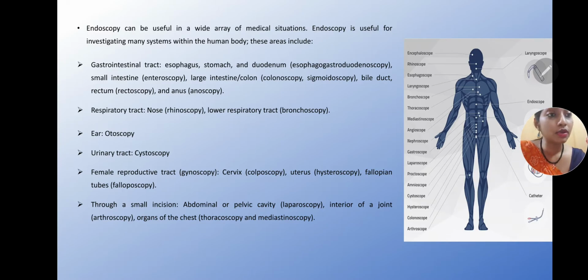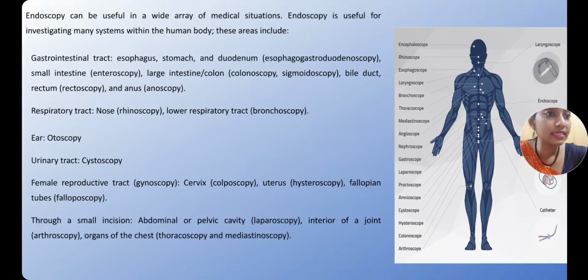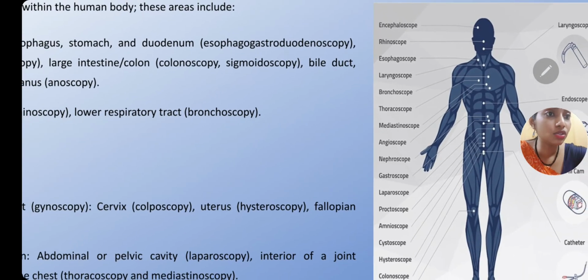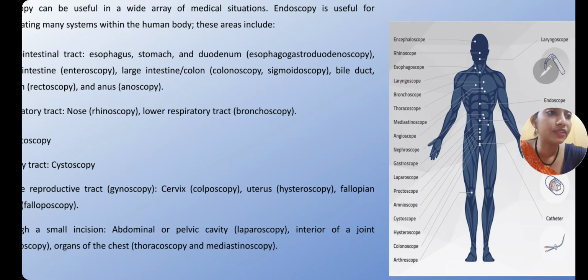So these are done using the natural openings in the body. But if it is done through small incision, say for example in abdomen or the pelvic cavity, it is called as laparoscopy. In the joint region, it is known as arthroscopy, and in chest, it is called as thoracoscopy. Here in this image, you can see the list of such endoscopies of different regions.